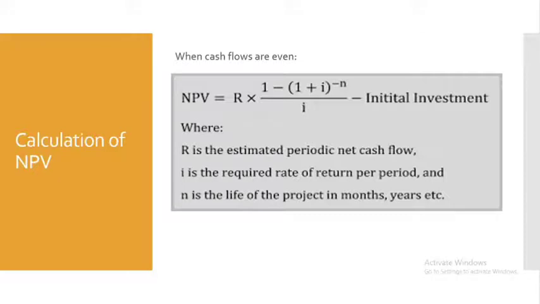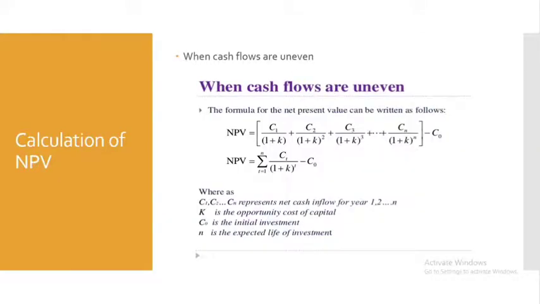And what if the cash flows are uneven? For that we have another formula where cash flows can be uneven and still we can derive the NPV. What are uneven cash flows? Let's just say for the first year the cash flow is 10 lakhs. In the second year the cash flow is 17 lakhs. And in the third year the cash flow fell down to 8 lakhs.